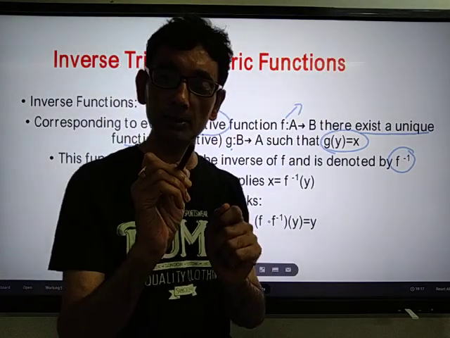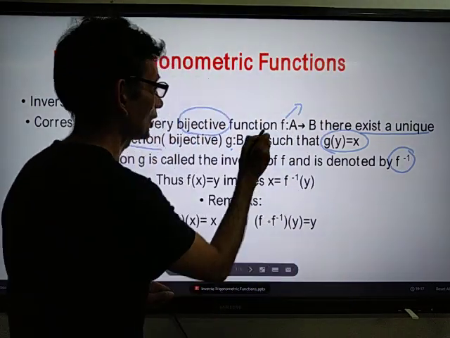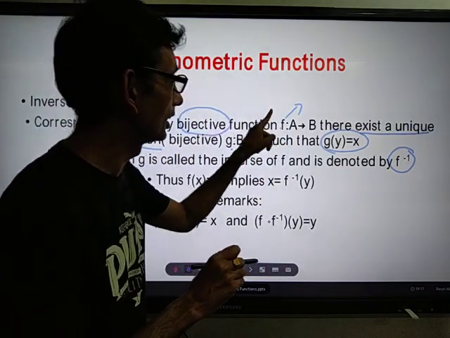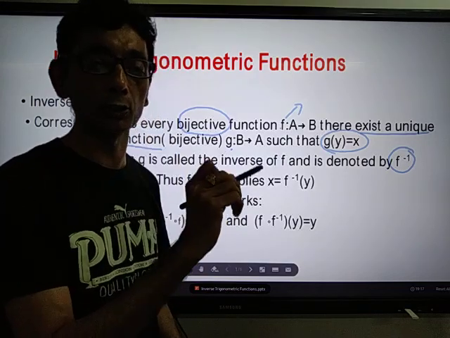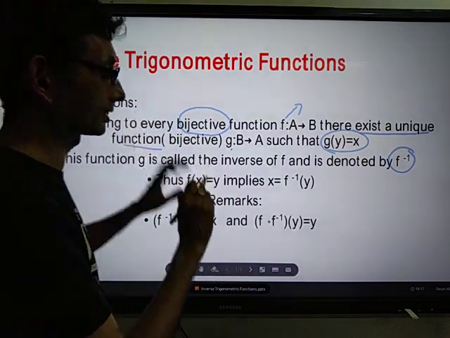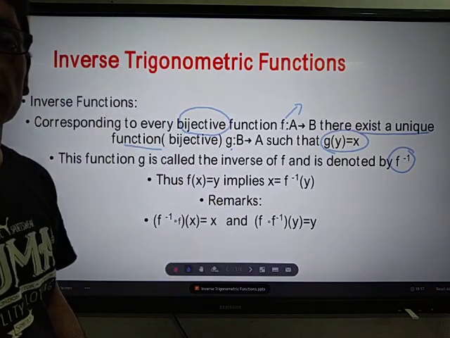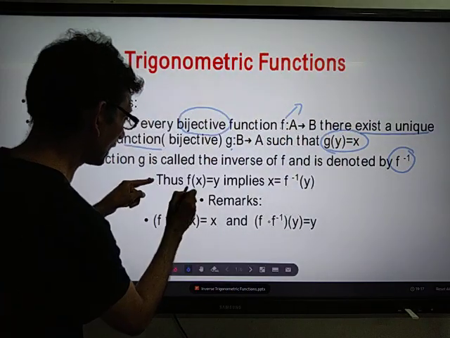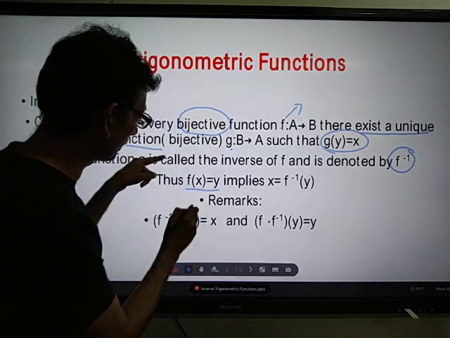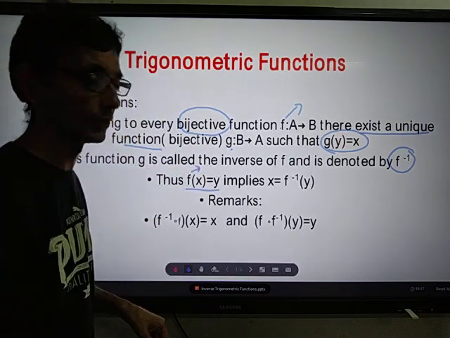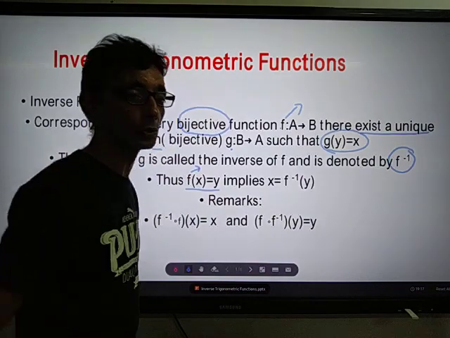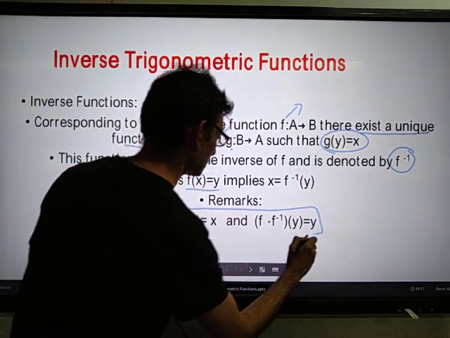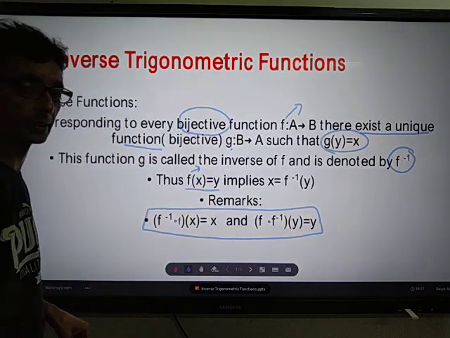So the most important thing is that if f is to be invertible, that is, if the inverse of f exists, it has to be 1, 1 and onto. Only because of that we are discussing this point before we start inverse trigonometric functions. Now remember that if f(x) is equal to y and f is bijective, then we can write x is equal to f inverse of y. And the most important relation, what is that?